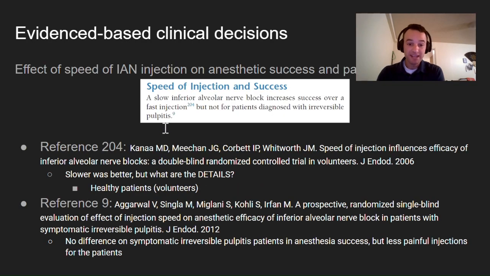Now, reference 9 is actually the same reference that Lieutenant Commander Bono sent me. And that one was done in 2012, and it's done on symptomatic irreversible pulpitis patients. I think this one had 50 to 60 patients. And its conclusion was that the slow block over a fast block made no difference in pulpal anesthesia, but it usually was less painful for the patients.